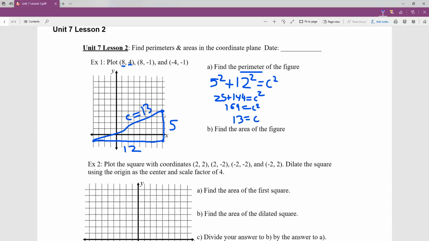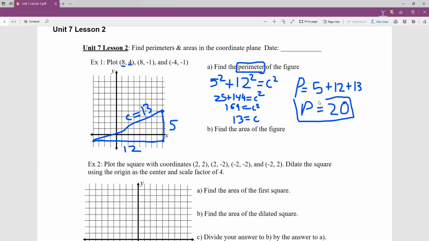It's 13. But again, it asks for the perimeter, and to find the perimeter, we need to add all the different sides up. So here, the perimeter is equal to 5 plus 12 plus 13, which is going to be equal to, what is that, 30. So your perimeter for that first one is 30.